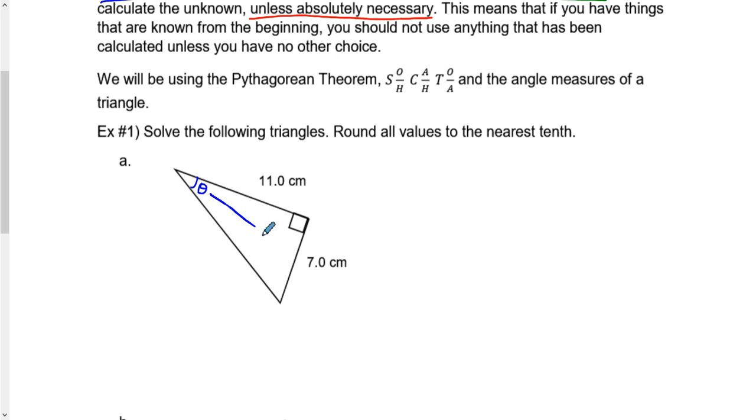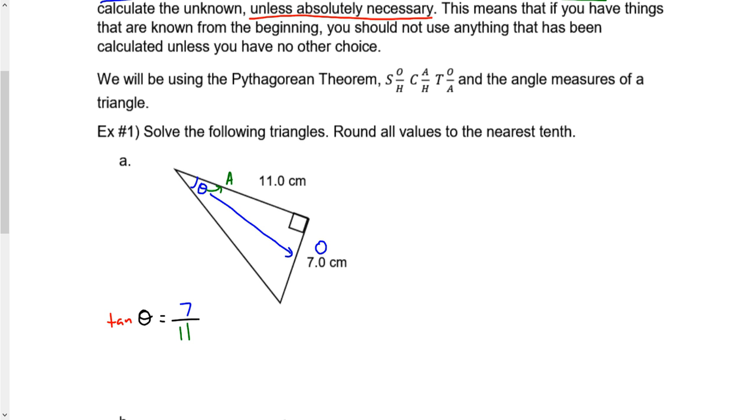In relation to that angle, this would be our opposite, and this would be our adjacent. So our sine, sorry, not sine, tangent. Okay, so I'm getting ahead of myself. The only ratio that uses the opposite and the adjacent is our tangent ratio. So the tangent of our theta would equal our opposite side, which in this case is 7, divided by the adjacent side, which is 11.